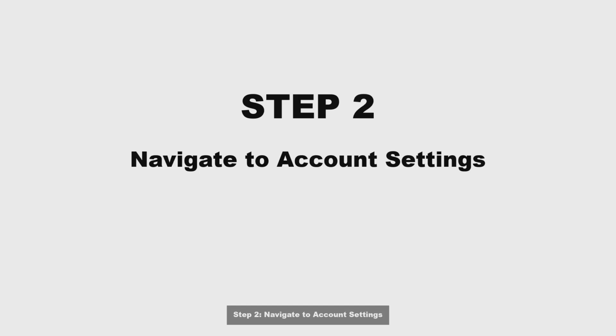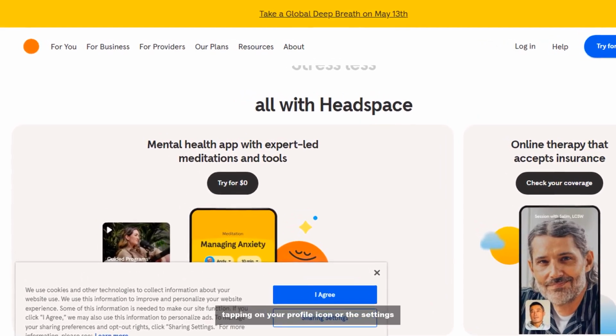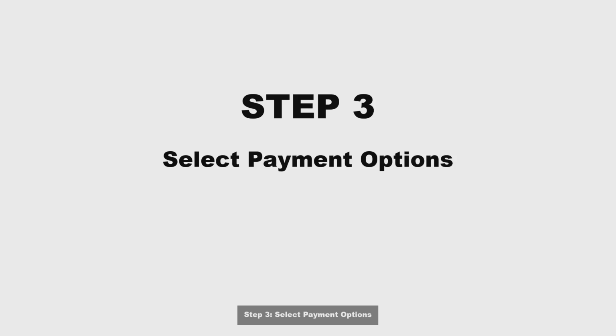Step 2. Navigate to account settings. Once you are logged in, go to your account settings. This can usually be found by tapping on your profile icon or the settings gear in the app. Step 3. Select payment options.